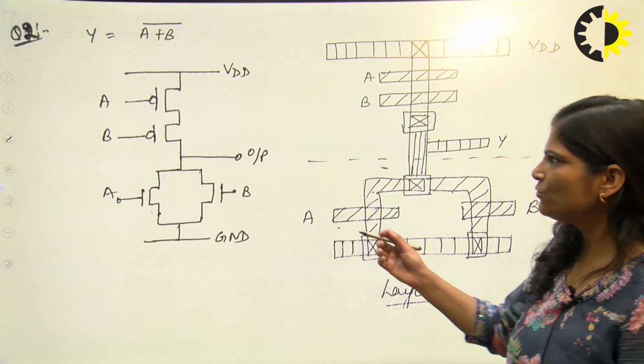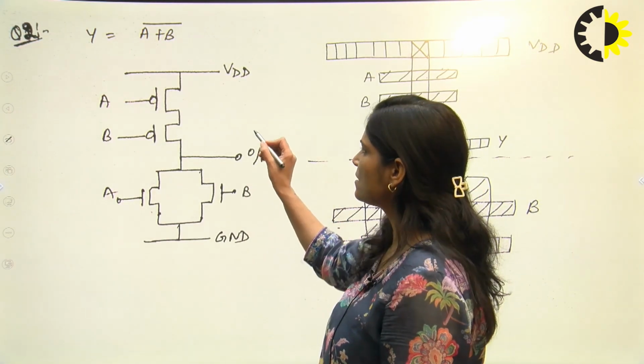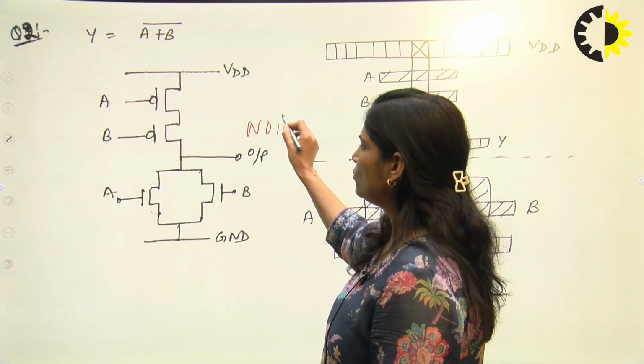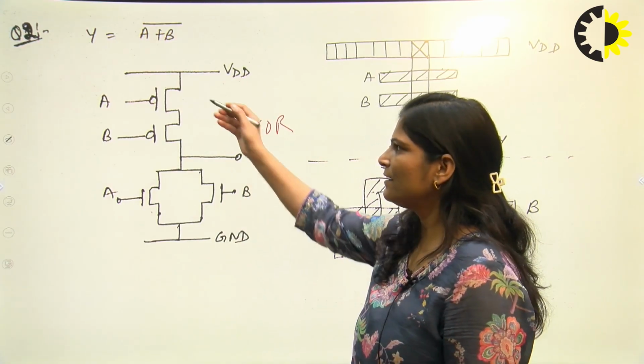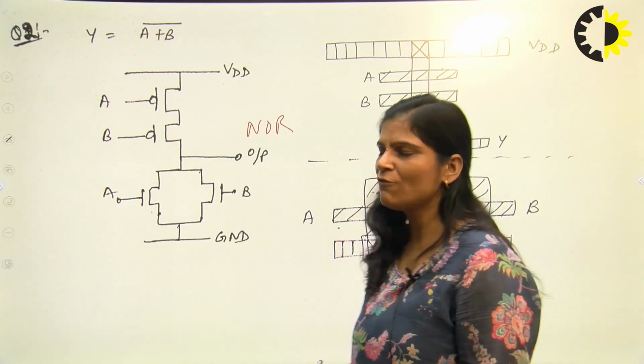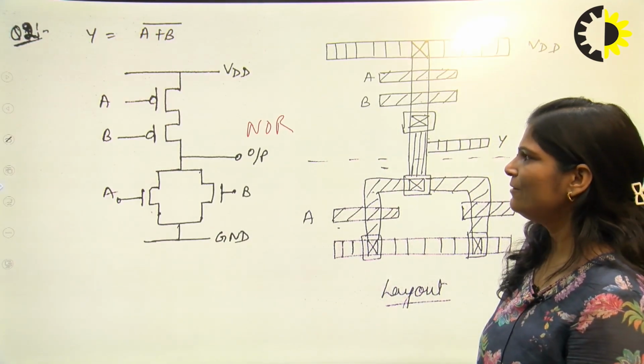Like this you can draw the layout for this CMOS inverter. Now the second case, you can see, is a NOR case. In the NOR case, A and B are connected in parallel for NMOS, and A and B are connected in series in the case of PMOS. Now we have to draw a layout for this.